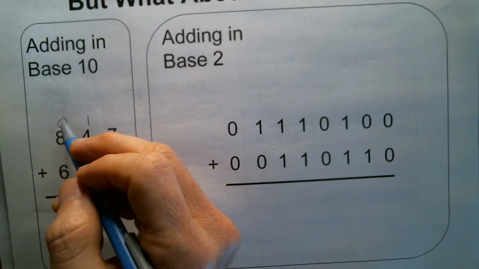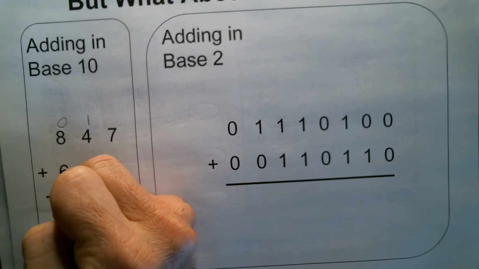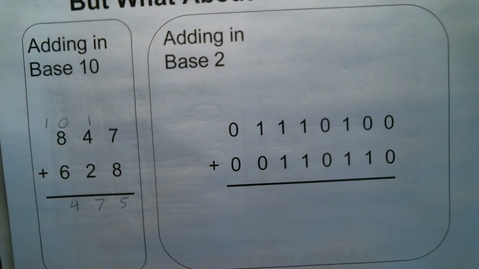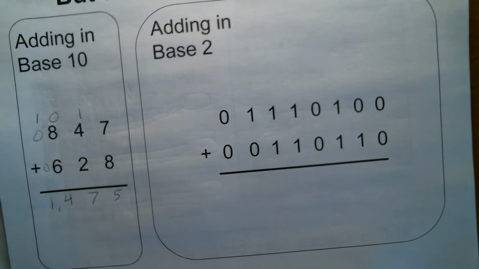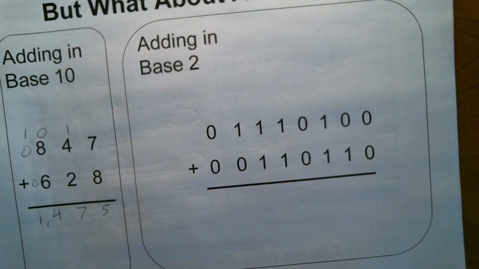And then I would say 0 plus 8 plus 6. Well, that's 14, but then I have to carry the 1, and these are both zeros. So this is 1, 4, 7, 5. All right, so adding. Crazy, right? Well, it turns out we can do the same thing in binary.